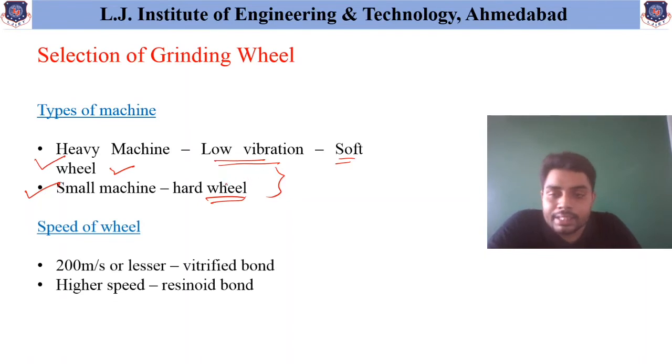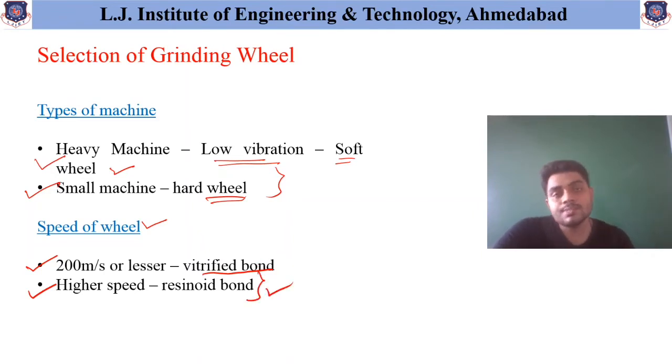And lastly, if our primary criteria is the speed of the wheel, as we know all the abrasive particles are added on the periphery of the grinding wheel, and if the speed is comparatively larger, due to that rotary movement there might be a chance of removal of that particle from the surface. So if the speed is maybe 200 meters per second or less than this, at that time vitrified bond is used, and if the speed is comparatively higher, at that time resinoid bond is used.